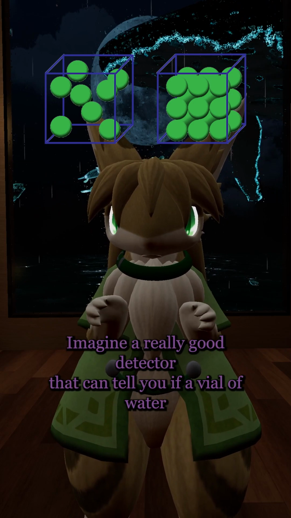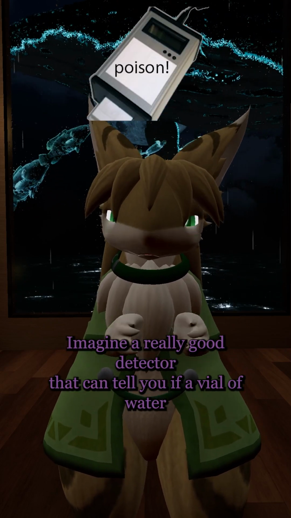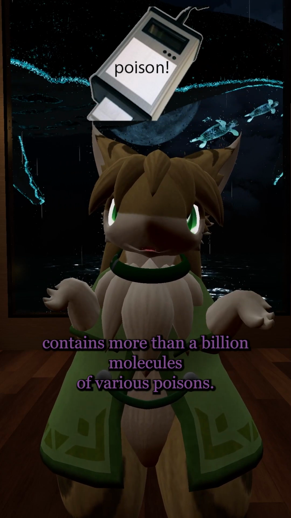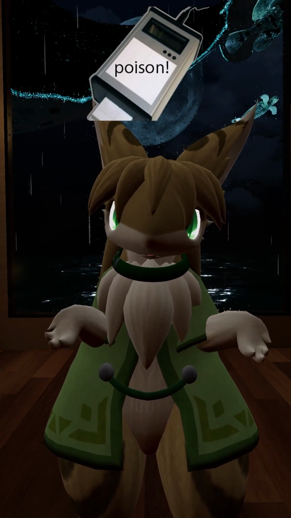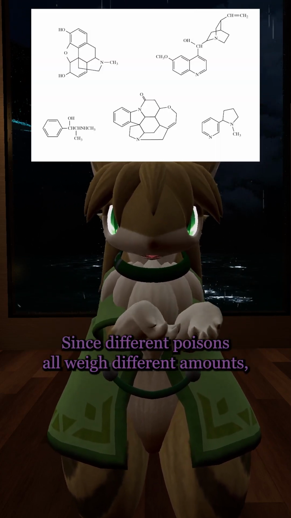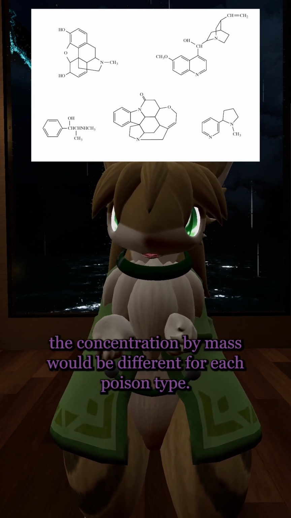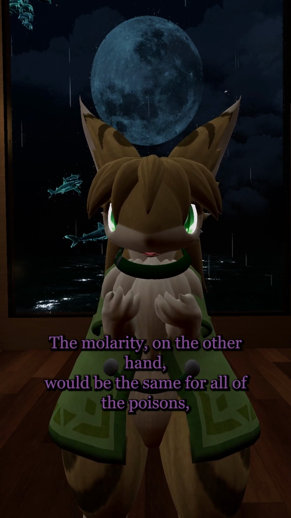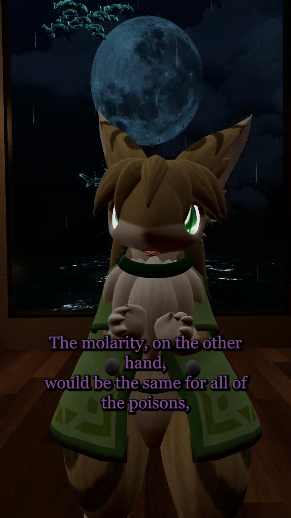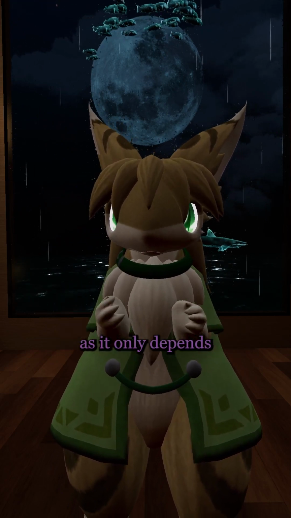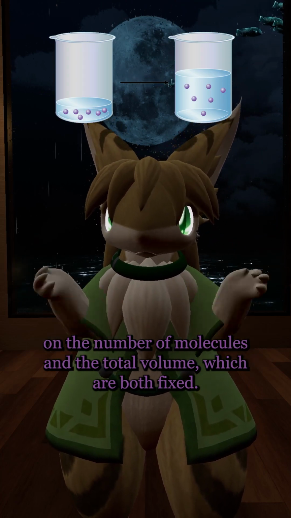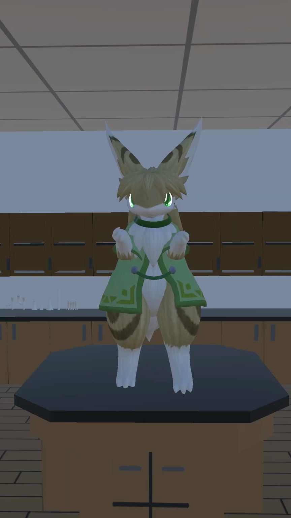Imagine a really good detector that can tell you if a vial of water contains more than 1 billion molecules of various poisons. Since different poisons all weigh different amounts, the concentration by mass would be different for each poison type. The molarity, on the other hand, would be the same for all of the poisons, as it only depends on the number of molecules and the total volume, which are both fixed.